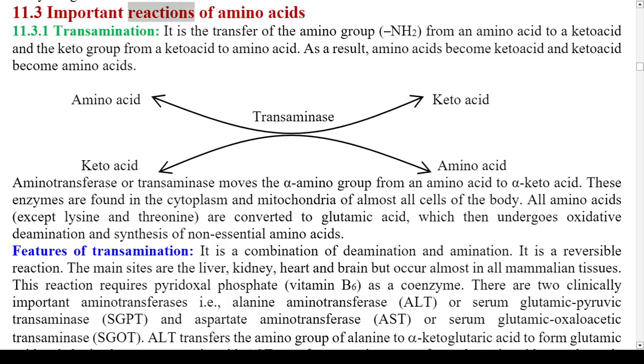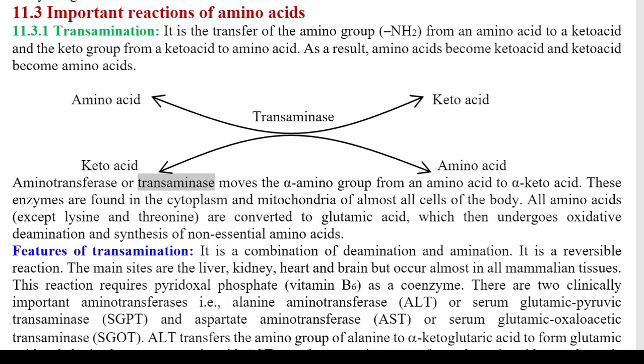11.3 Important reactions of amino acids. 11.3.1 Transamination. It is the transfer of the amino group, NH2, from an amino acid to a keto acid and the keto group from a keto acid to an amino acid. As a result, amino acids become keto acids and keto acids become amino acids. Amino acid, keto acid, transaminase, keto acid, amino acid.